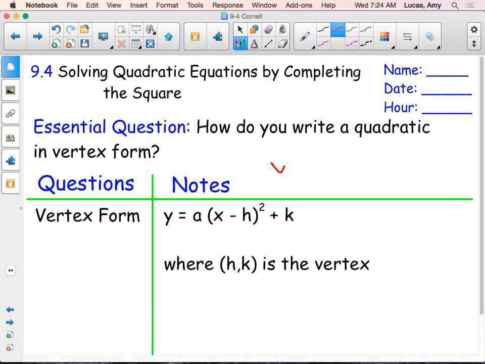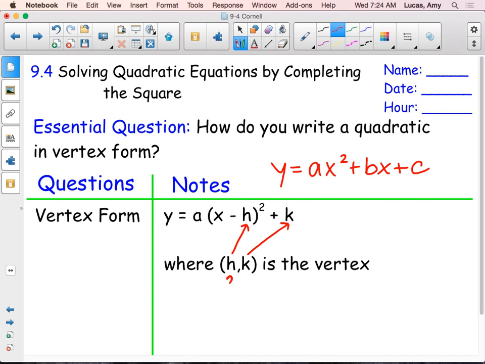Standard form looked like this, similar to standard form for linear equations. So vertex form for a quadratic is very helpful because it tells us the vertex. What I want you to notice though is that in front of the h there is a minus in the formula for vertex form. So that means that h is actually the opposite of how it appears.